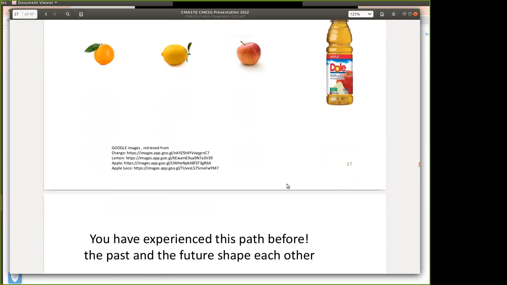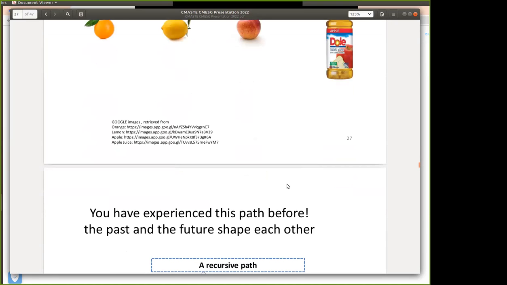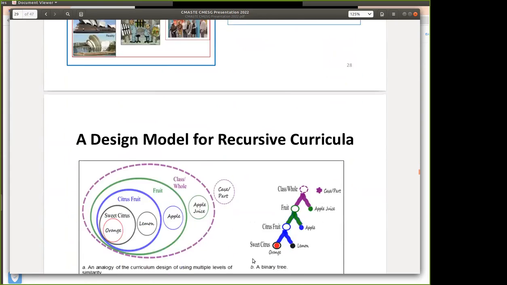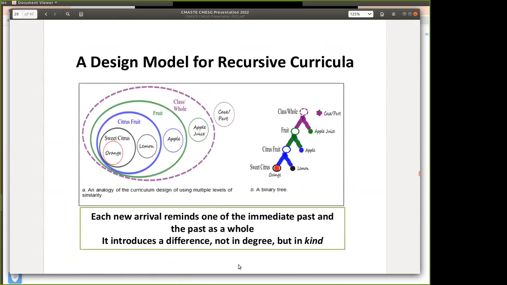So that's why I pause and pause and pause. Consciously, we're actually making a lot of holistic understanding of the things that we've seen before. And so these two paths, actually, are the same. They use the same model to design. So this model goes something like this: each new arrival reminds one of the immediate past and the past as a whole.